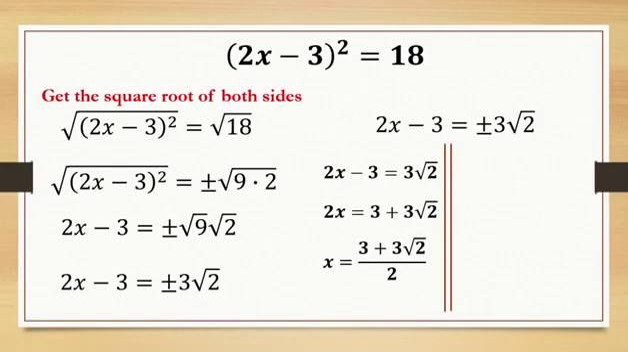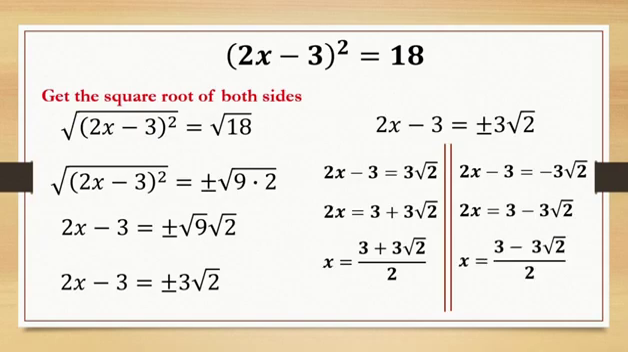On our second equation, we have 2x minus 3 is equal to negative naman ito. Negative 3 square root of 2. So, 2x is equal to 3. Lipat natin si negative 3. Minus 3 square root of 2. So, x is equal to 3 minus 3 square root of 2 over 2. So, again, divide lang natin both sides by 2.